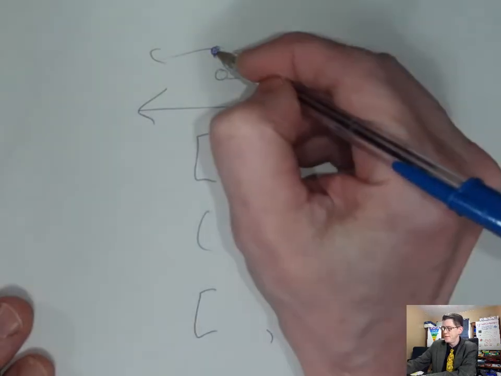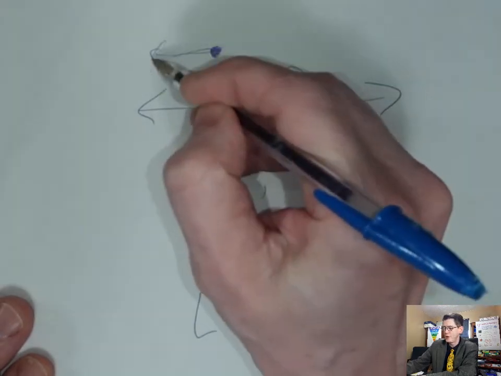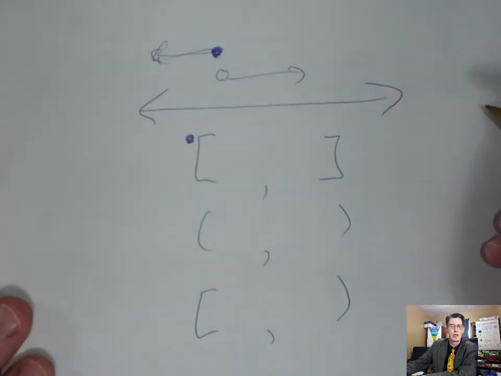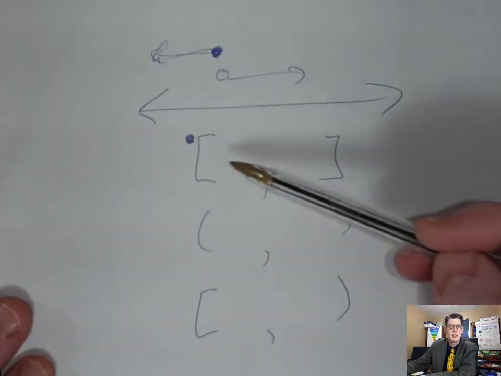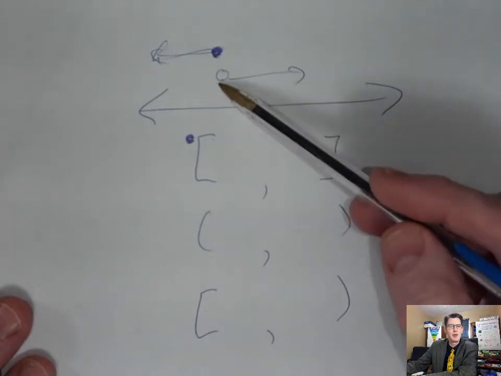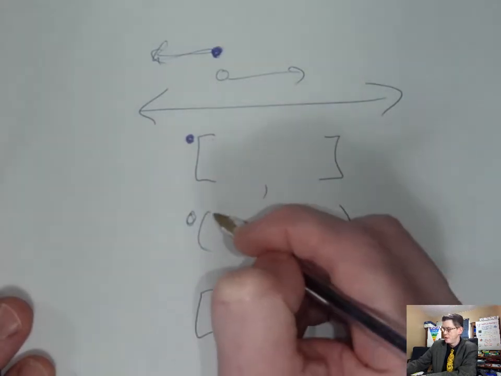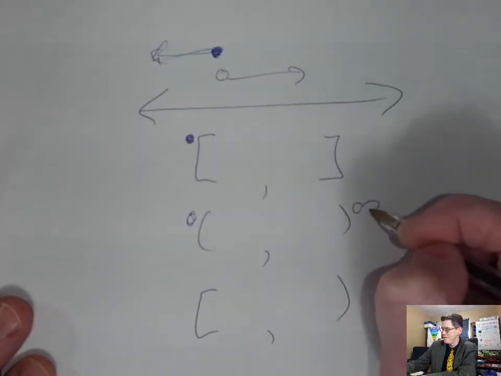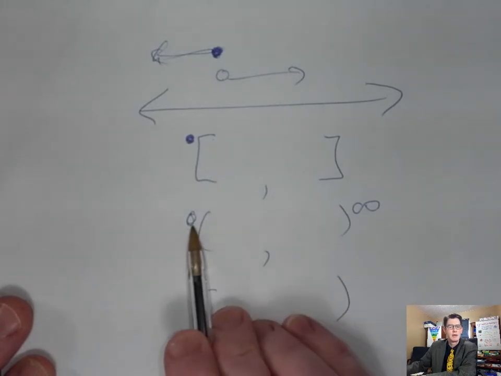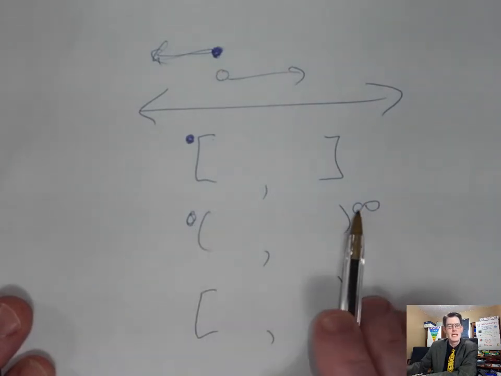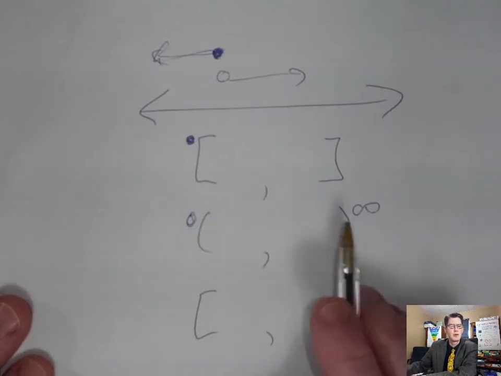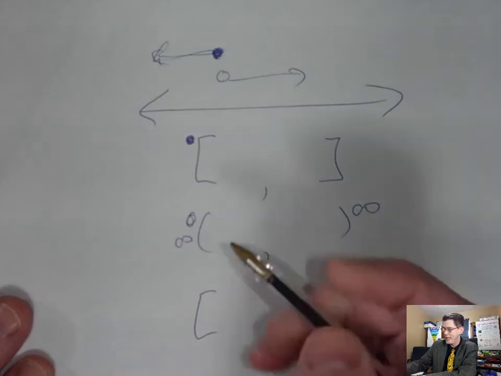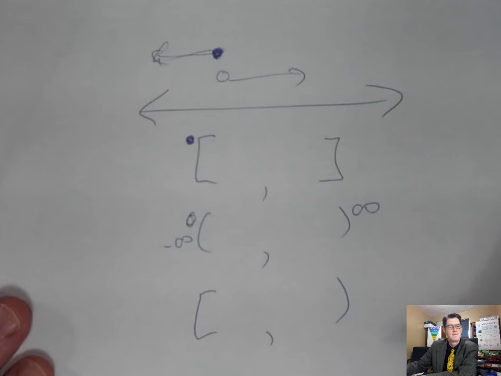For example, if there's a filled in circle going a certain direction, then that's a bracket. The bracket denotes the filled in circle. It's just a way to say that it includes that number. If it doesn't include the number, if it's an open circle, then that's a parenthesis. Now also, let's say this goes on all the way to infinity. We never reach infinity. So just like we never reach the open circle, we never reach infinity, the parentheses are used for those situations, whether it's a positive infinity on the right end of the number line or a negative infinity on the left side of the number line.